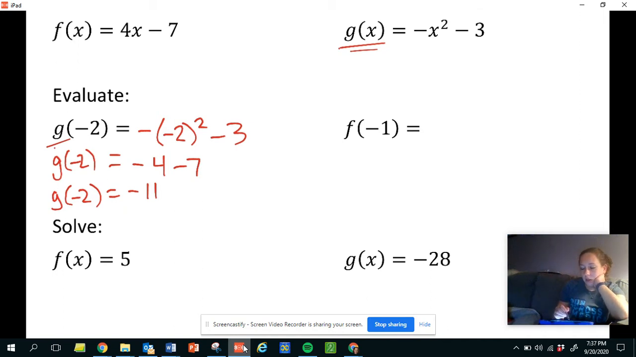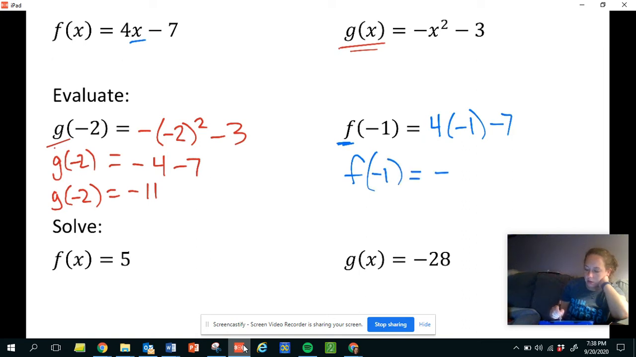The next one wants me to do the f function. So I'm going to take the f function, but instead of x, I'm going to put -1. And I just evaluate it, see what it equals. So 4 times -1 is -4, minus 7 is -11. Oh, that's funny. They both turn out to be -11. So my x or input is -1 and my y or my output is -11.